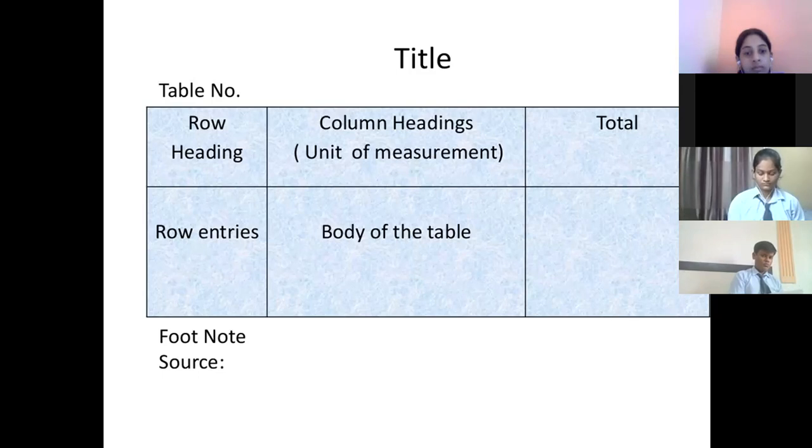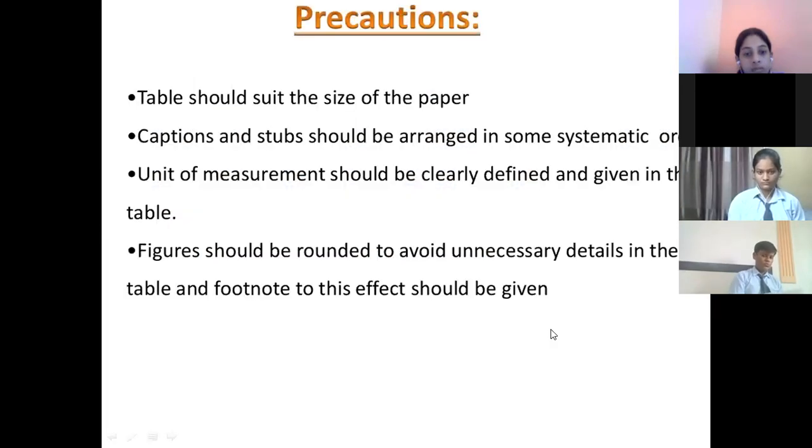Okay, moving further. Precautions before making the table. Table should suit the size of the paper. Of course, it's very normal point. Caption and stub means row heading and columns heading should be arranged in some systematic order. We will do the questions related to this. Unit of measurement should be clearly defined. If it is in rupees, if it is in kilograms, whatever, that should be written on the table.